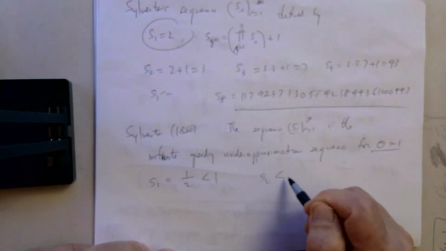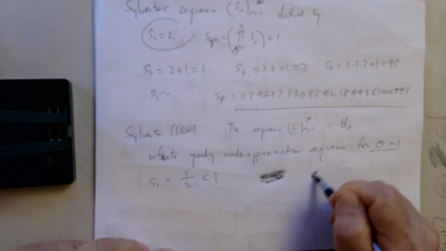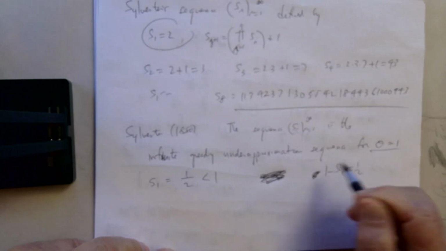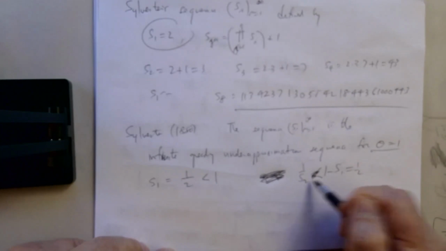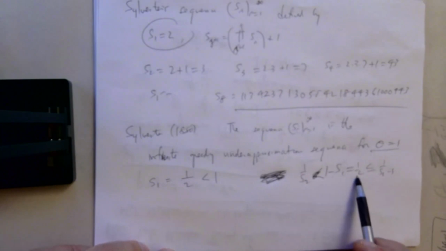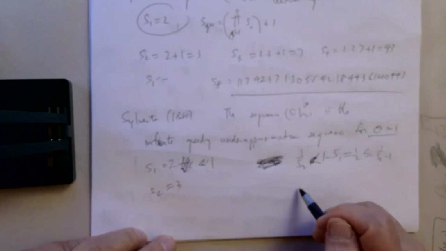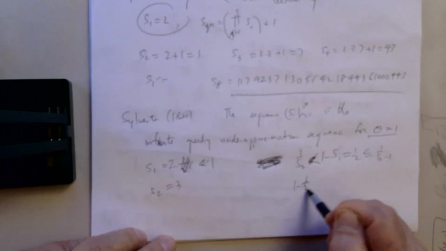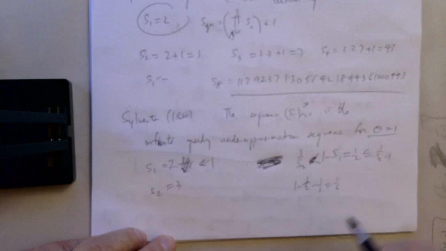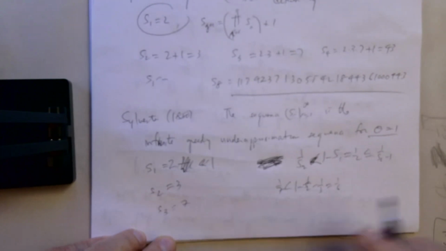S2 has to be the largest fraction, the smallest integer. So if you look at 1 minus a half, you want the largest fraction, 1 over S2, less than 1 minus 1/2. So what's the largest fraction less than a half? It's a third. So S2 is equal to 3. And then you say, okay, what's 1 minus 1/2 minus a third? That's a sixth. The largest fraction less than a sixth is a seventh. So S3 is 7 and so forth.